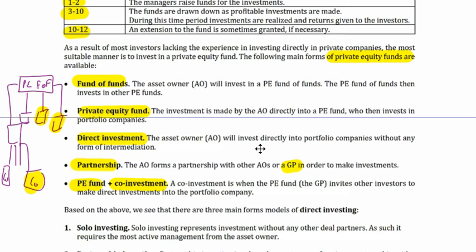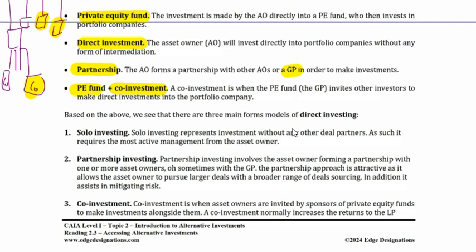In other words, the private equity fund says, hold on a second, this particular investment might be a bit expensive for me to invest in. Let me look for co-investors to invest in the company together or alongside with me. Okay, let's look at direct investment, and we see there are 3 main models.